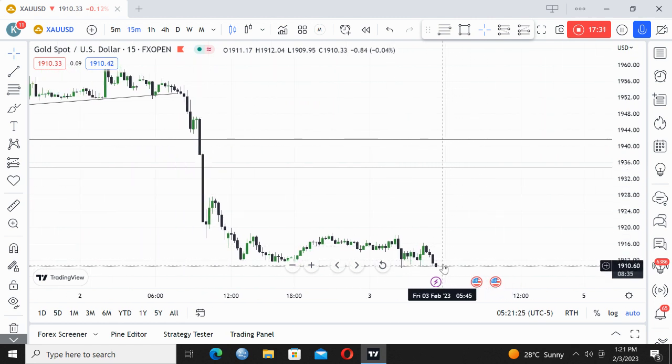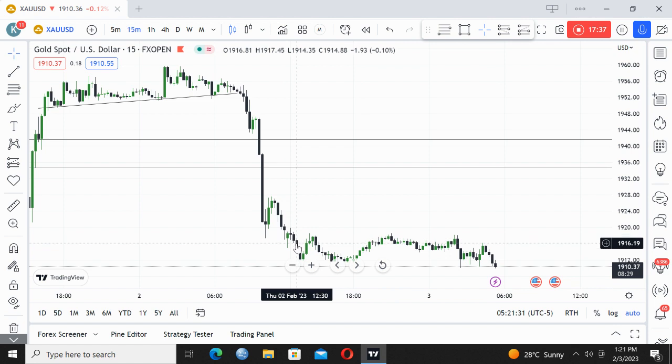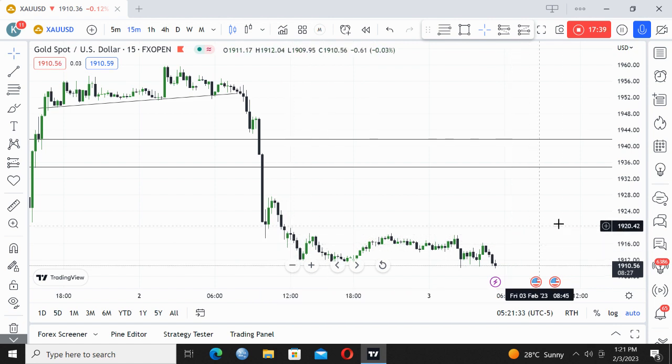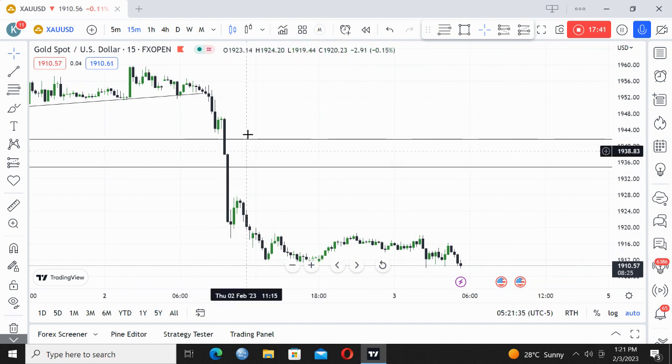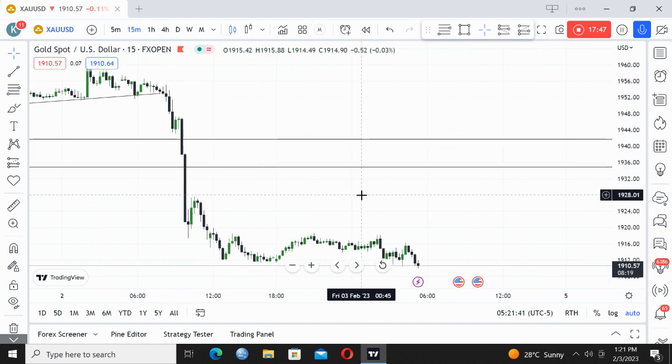So the market is always consolidating here. Very big consolidation from here. Been consolidating. We have some imbalances here in the price. Yeah, and I hope everything will work well.